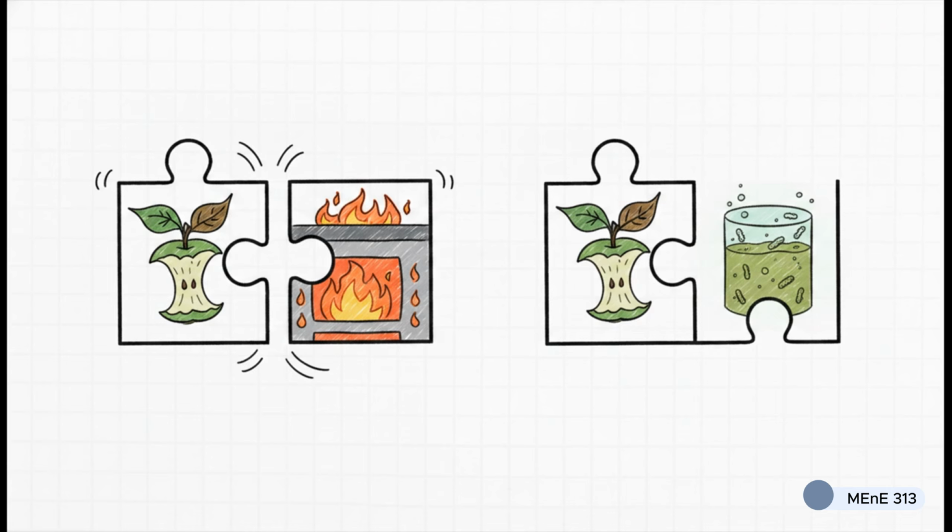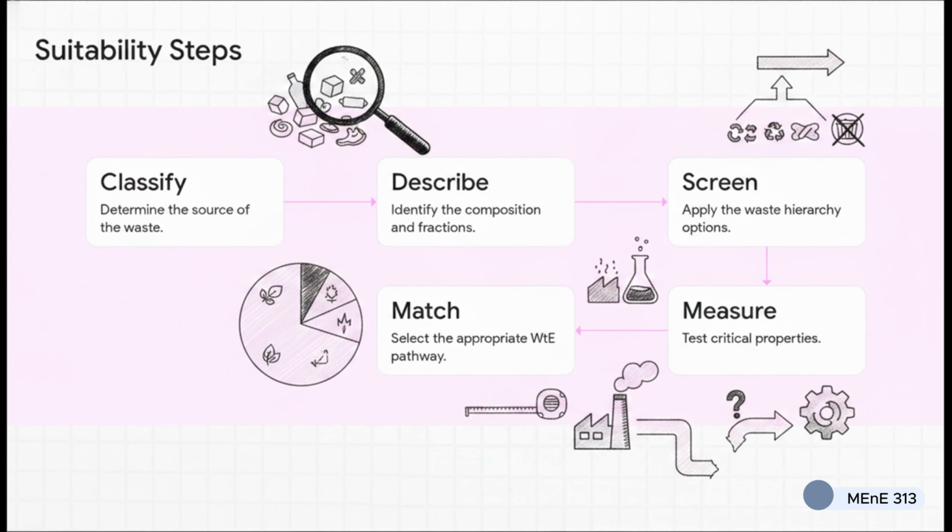Your job as an engineer is to find that perfect, specific pairing between the waste's inherent properties and the reactor's strict needs. To make that judgment correctly, you've got to follow a sequential methodology. Classify the source, identify the composition, explicitly screen out those recyclables, measure your properties, and only then do you match it to a pathway.